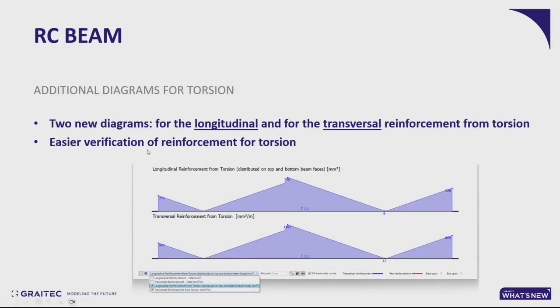So another improvement here for RC beam modules. Now we have two new diagrams for longitudinal and transversal reinforcement from torsional forces that have been added to our graphical results. Before, as you know, we had moment and shear and etc. And now we have added these new diagrams here to help you with your design. And as well, this is going to help you with verification of the pure reinforcement that you're applying to the beam because of the torsional effects.